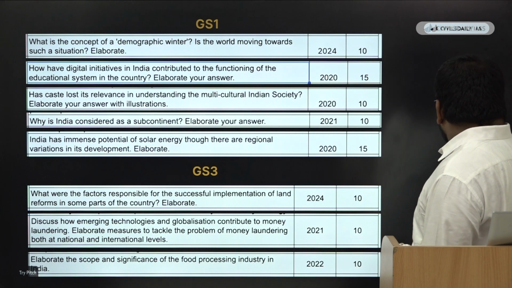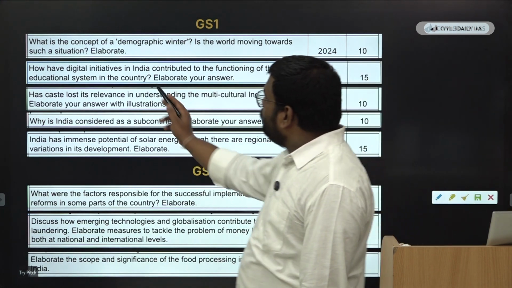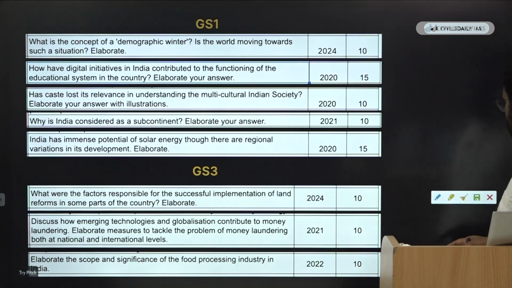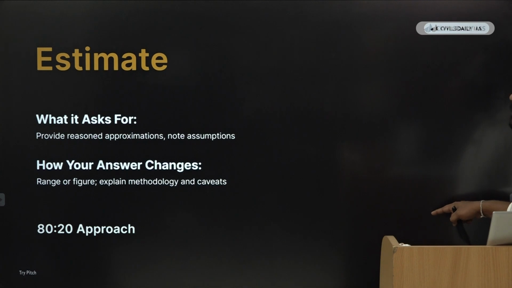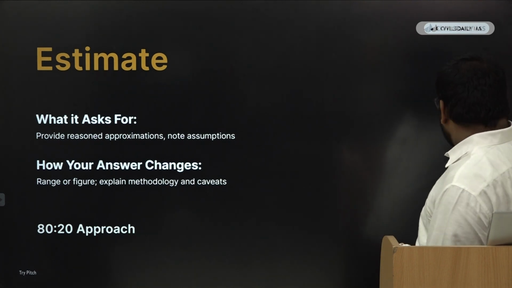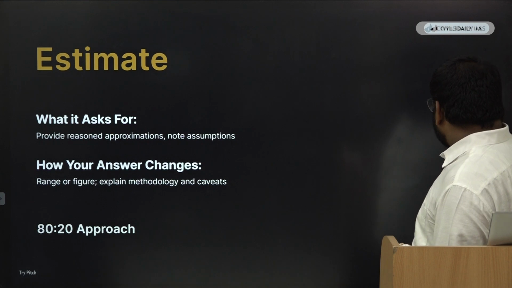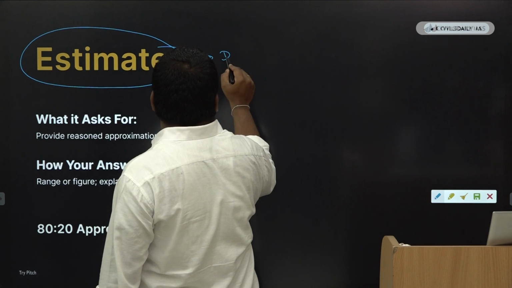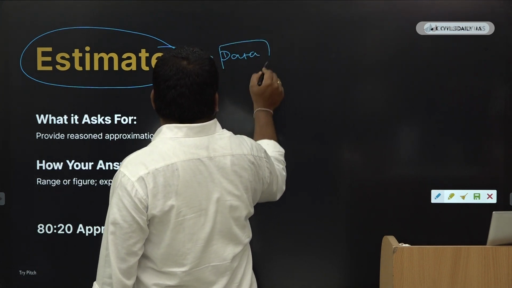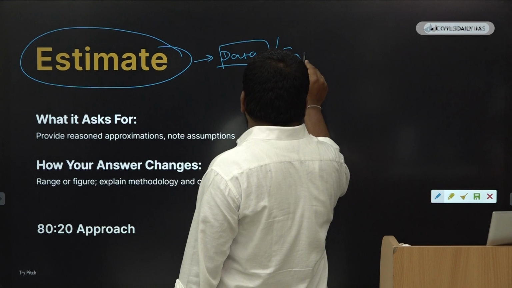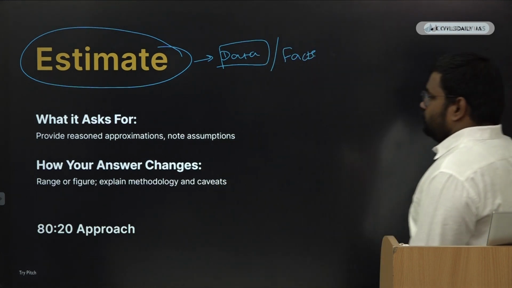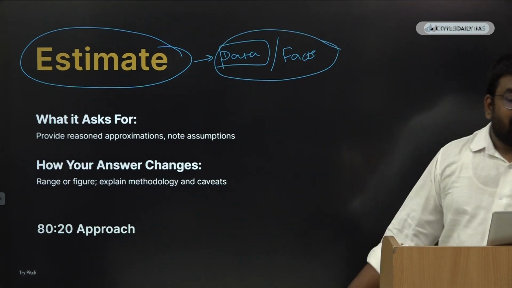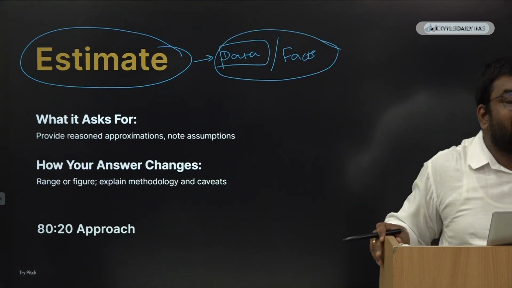Here, instead of elaborate, they can also give you elucidate or illustrate or discuss. Both can be given. That is fine. Again, with respect to estimate, when they ask you to estimate, what they are expecting you is to provide the data or facts.